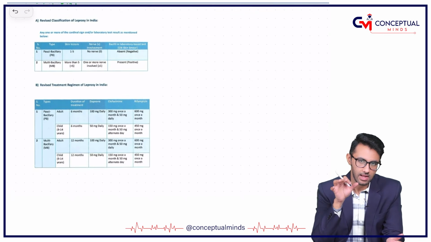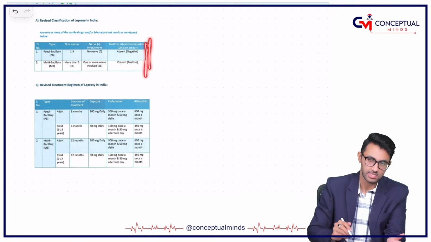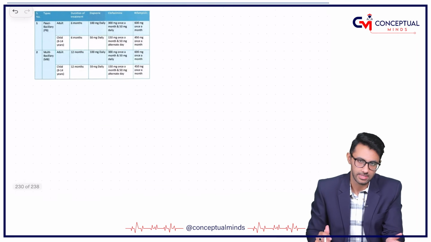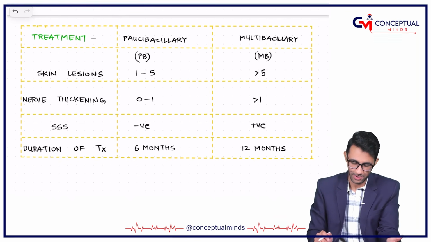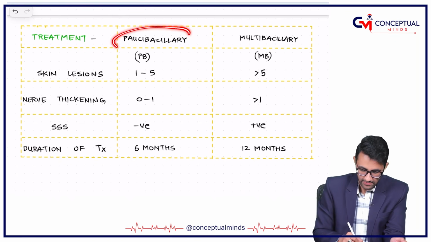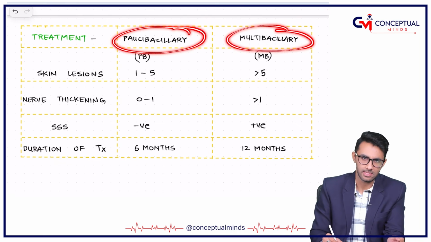But before that, I want the first table which is there. We will elaborate that a bit. This is the elaborated format. So what do we see here? We see something called paucibacillary, multibacillary. As simple as that.